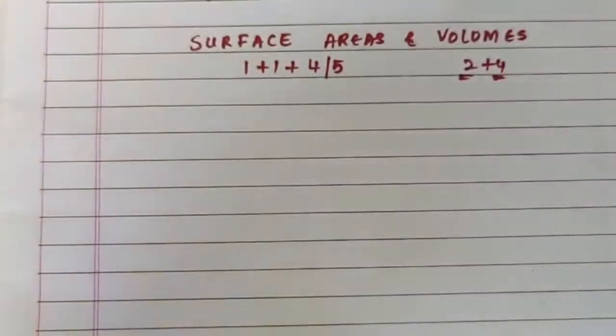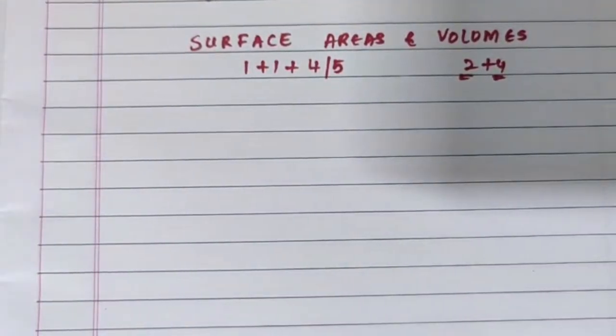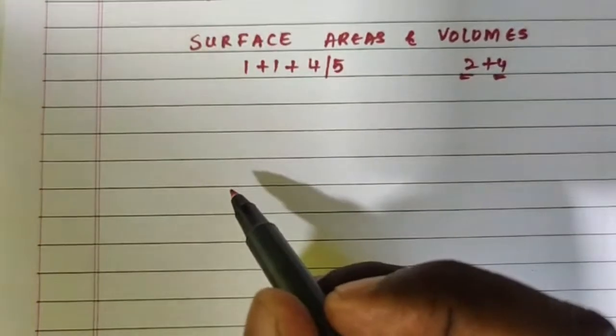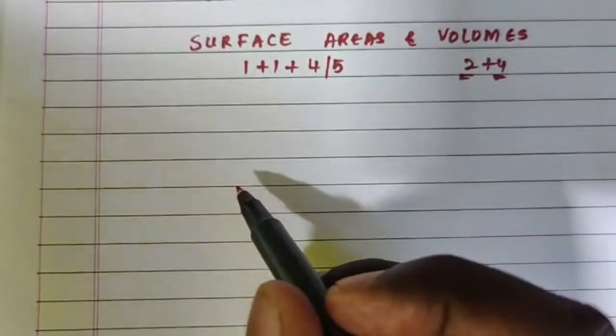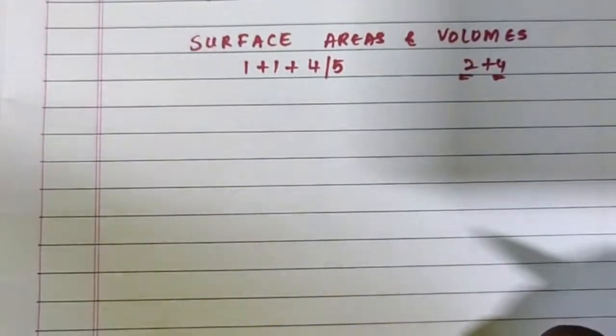From this unit, what you should do is first learn all the formulas. If you learn all the formulas, you can easily score 2 marks in the MCQs and very short answers, and those formulas will be useful to solve the questions asked in 4 or 5 marks. So first try to learn the formulas: CSA, TSA and volume of all the solids: cube, cuboid, cylinder, cone, sphere and hemisphere.